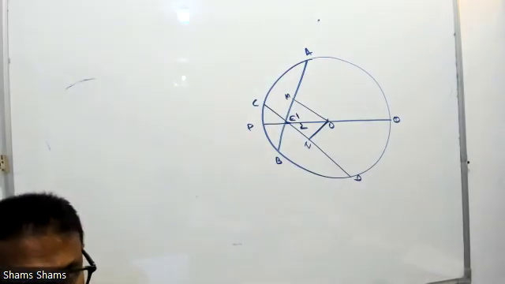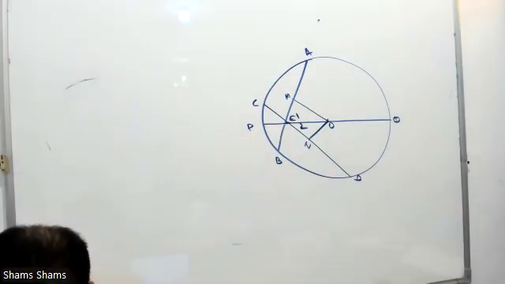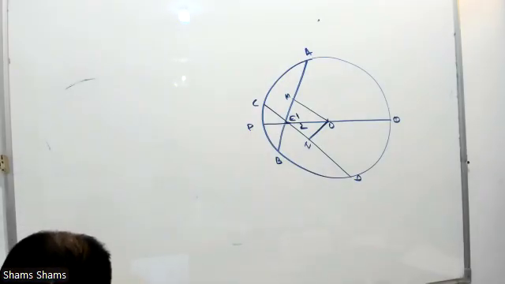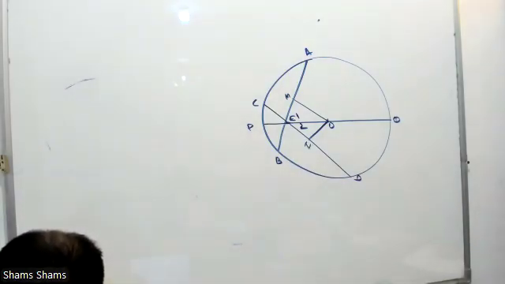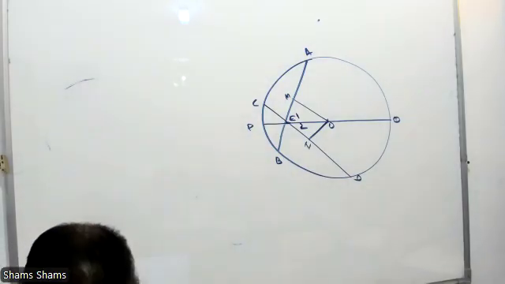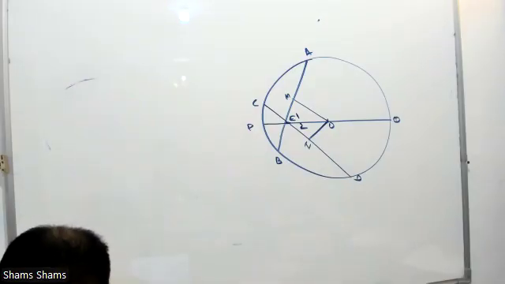Chords of a circle which are equidistant from the center are equal.